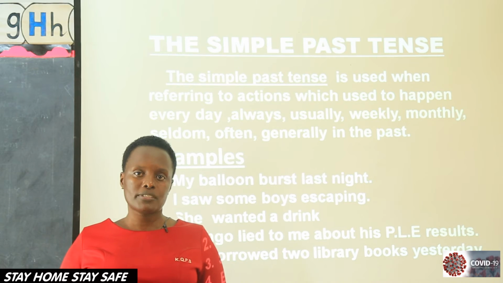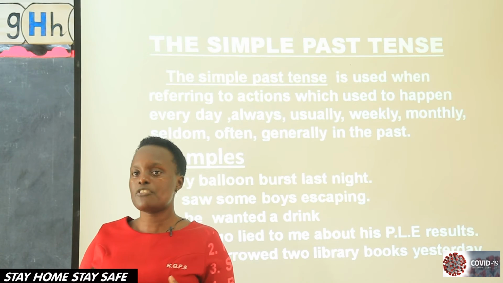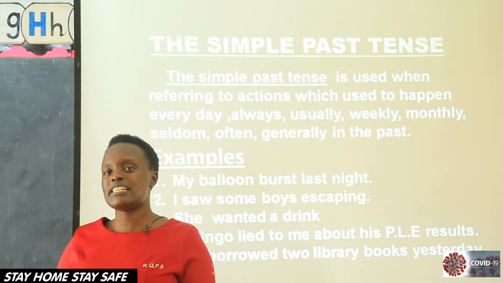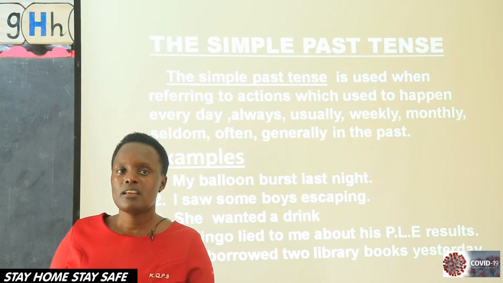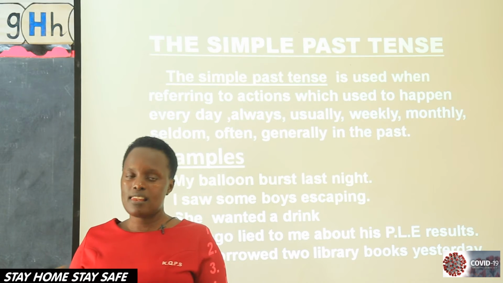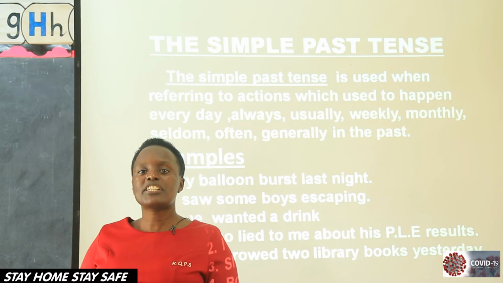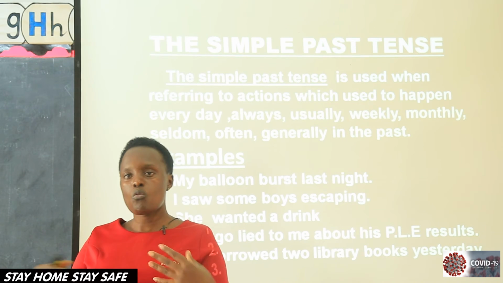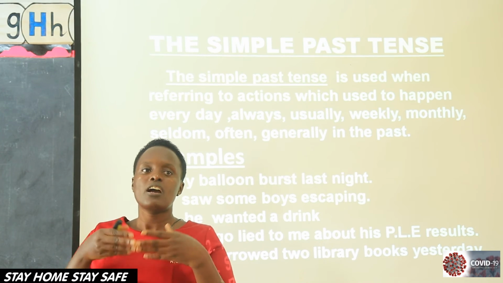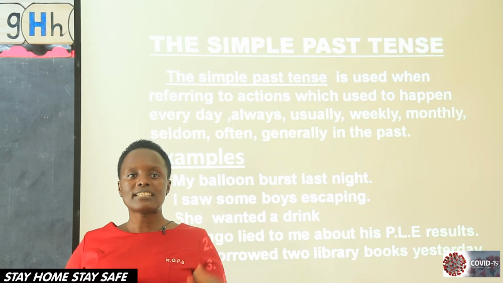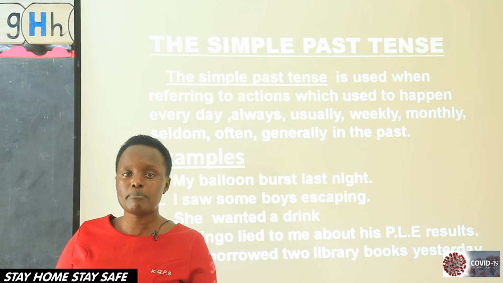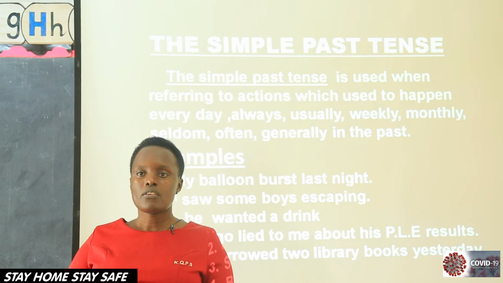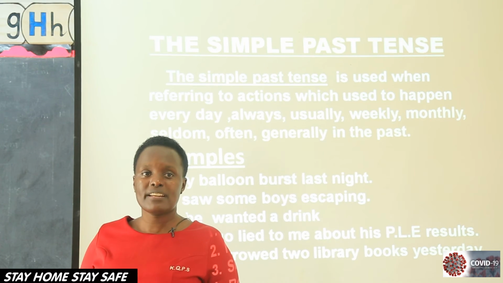Then we looked at irregular verbs. We said irregular verbs don't add D. Some of them add T, like burn, burnt, and learn, learnt. Then we looked at those which change completely, like see, saw. Go, went. Then we looked at those which change the middle vowel, like draw, drew, throw, threw.